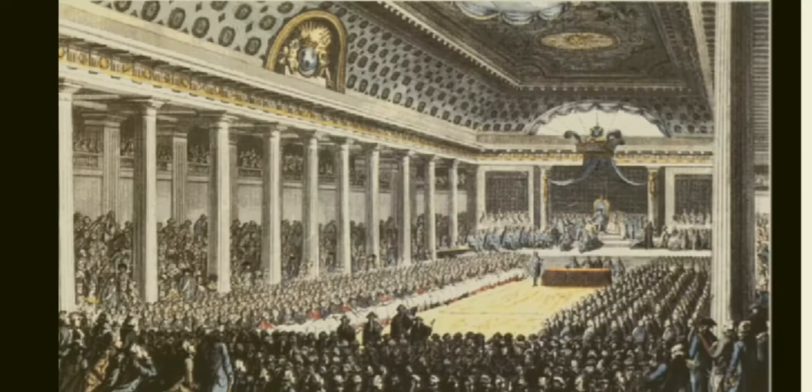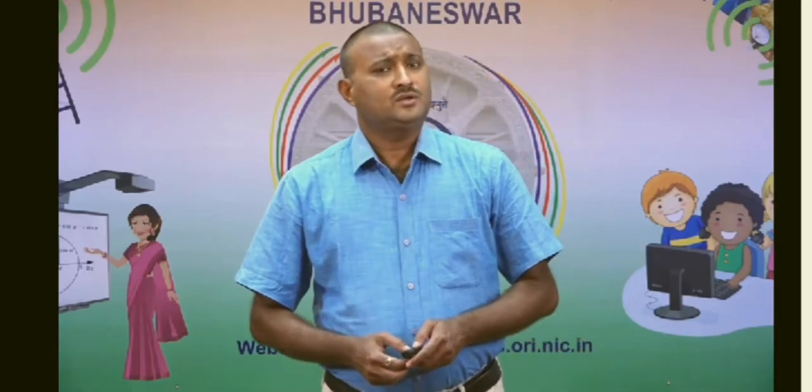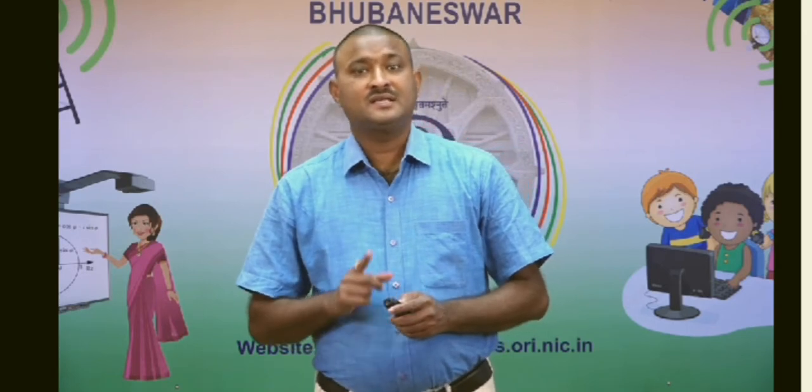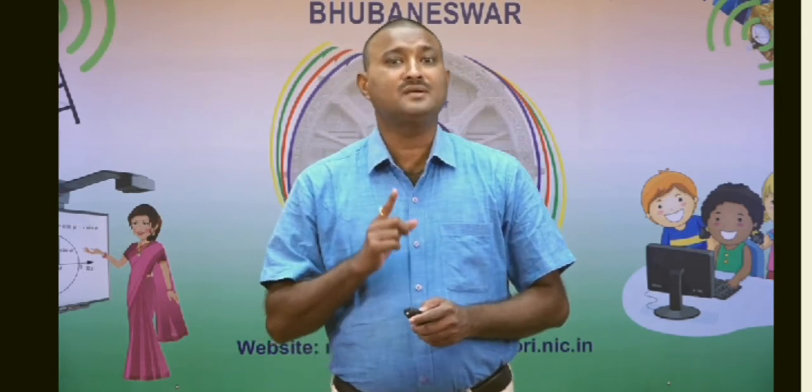Now look at the picture. You see, this is the resplendent hall in Versailles, which was made by Louis XVI for the purpose of the meeting of the State General. Here, to the meeting of the State General, the first state and second state sent 300 members each.